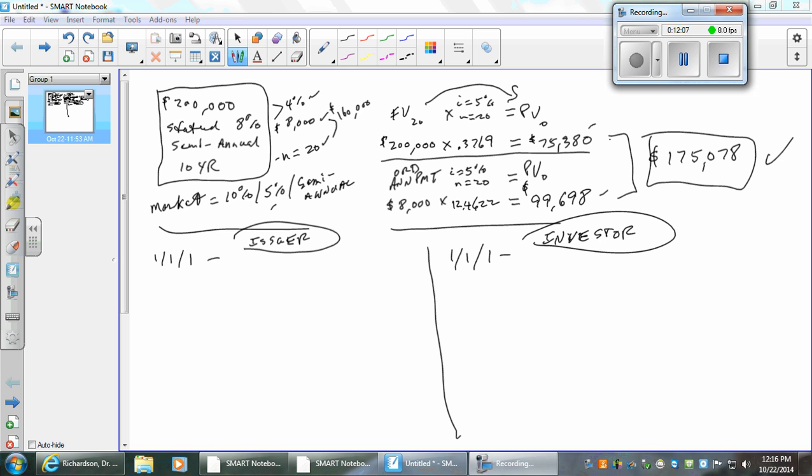I want to ask you this. The issuer gets how much cash? No, they don't get $200,000. They didn't borrow $200,000. How much did they borrow? Yeah, it's only going to be $175,078, right? So debit cash $175,078.